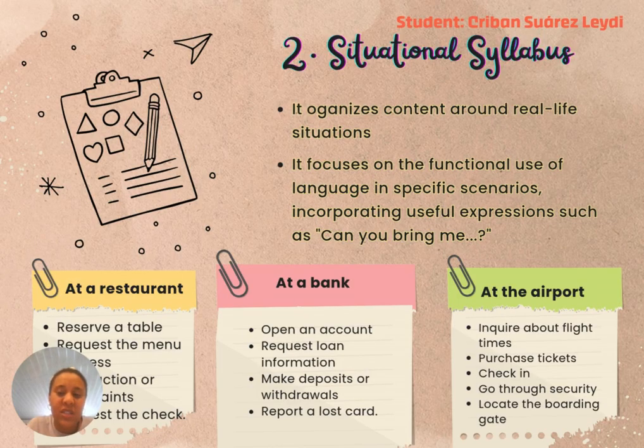If the situation is that we are at the restaurant, we could need to make a reservation, reserve a table, request the menu, express satisfaction or complaints, request the check. If we are at the bank, maybe we need to open an account, request information, make deposits, report a lost card, or if we are at the airport, the situation could be the need to inquire about flight times, go through the security, do the check-in, locate the boarding gate, etc.